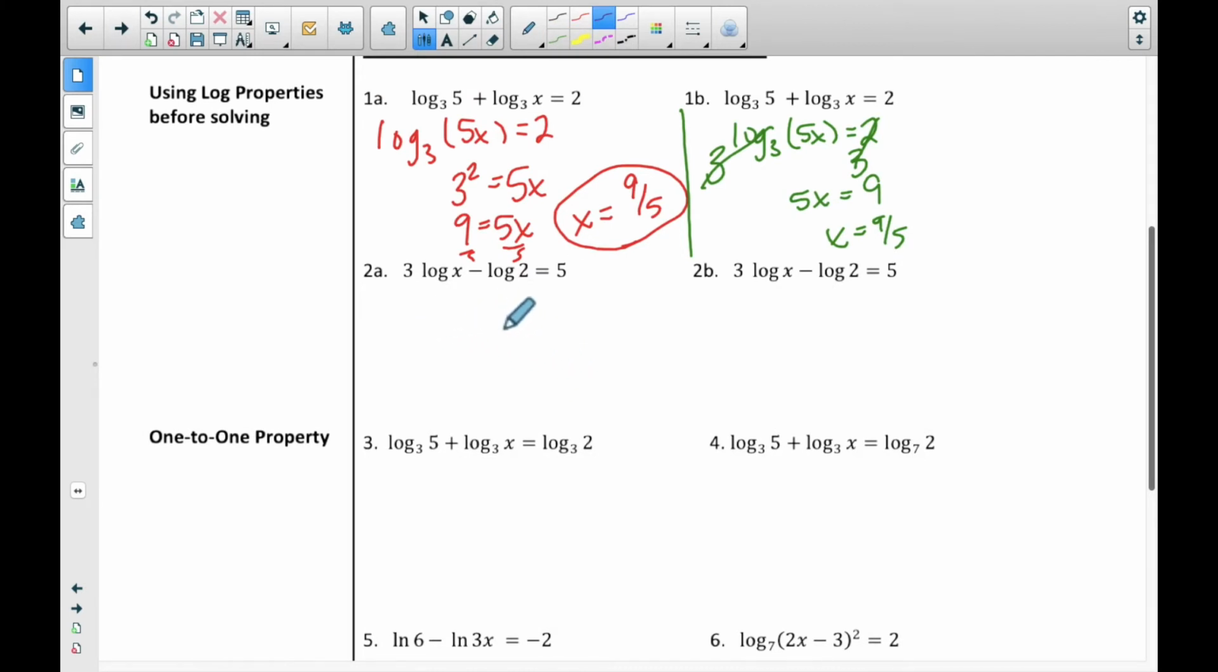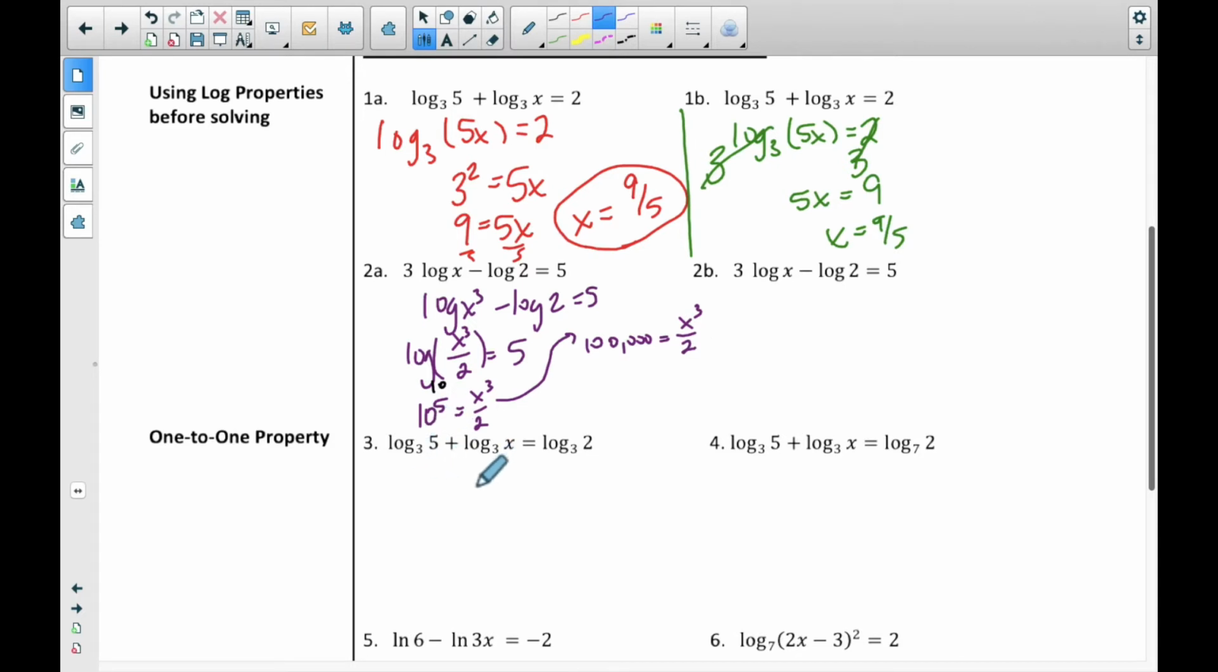So for instance, remember that if there's a 3 out front, that really means the log of x to the third. Then I have a minus, and a minus means divide, so I'm going to have x to the third over 2. So I get the log of x to the third over 2 is equal to 5. Remember, if there is no base, then it is base 10. That's the common log. Once again, I can go left, right, left, or whatever method I want. I'm going to go left, right, left again on this one.